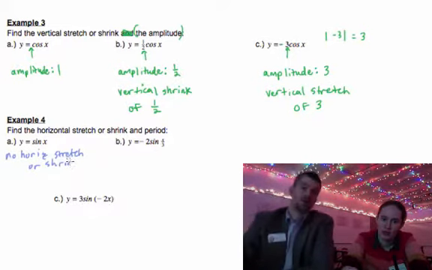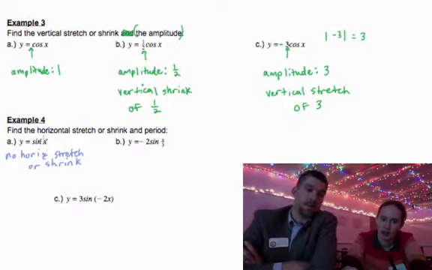But the period of this is 2 pi over the number in front of x, which is 1. So 2 pi over 1, which is 2 pi. So the period is 2 pi, because again, that's our parent graph. That's what's normally going on.